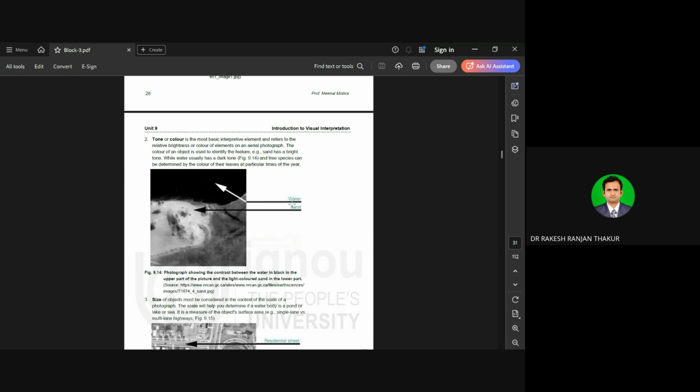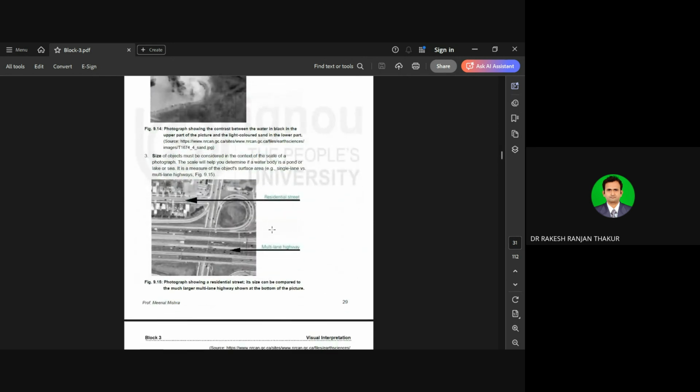The second one you can see is an example of tone or color. I don't know what is in your book, but in the one I have here, there is a black and white photograph where you can see some water portions and some sand portions. Based on their tone or color we can differentiate. The brightness or color of elements of any satellite image or photograph is also useful when we are doing an interpretation.